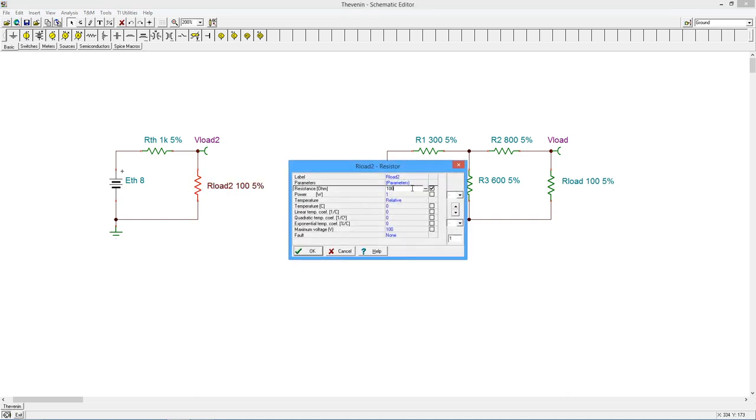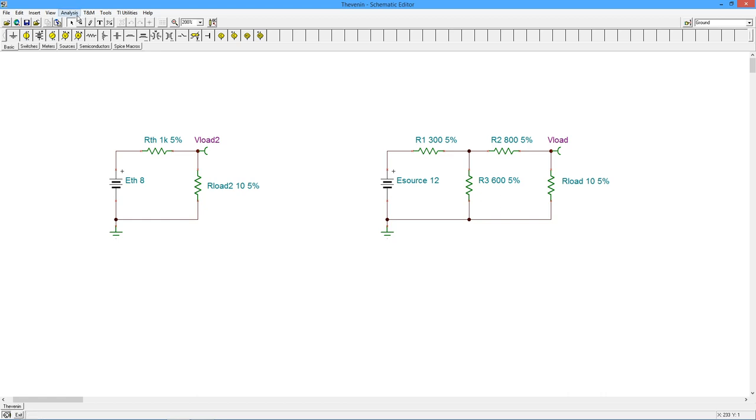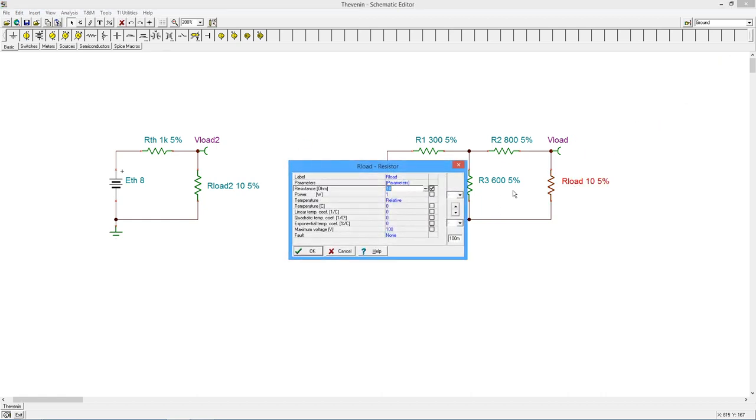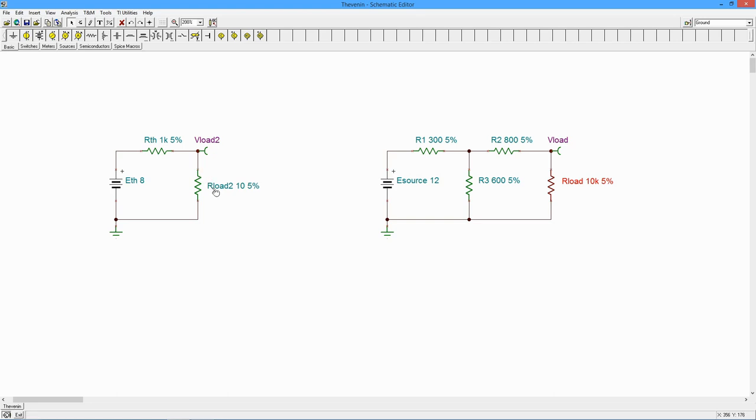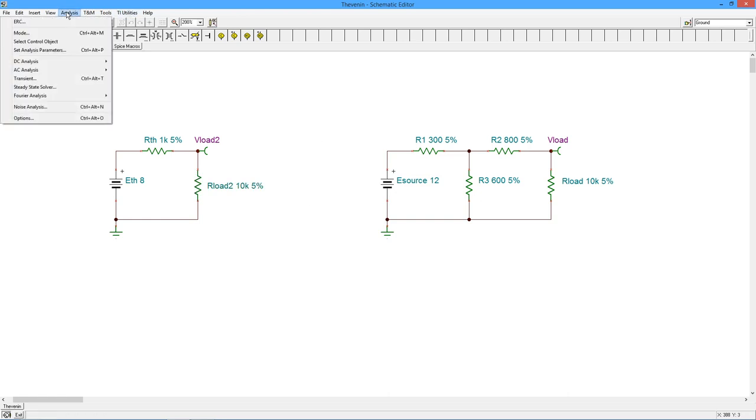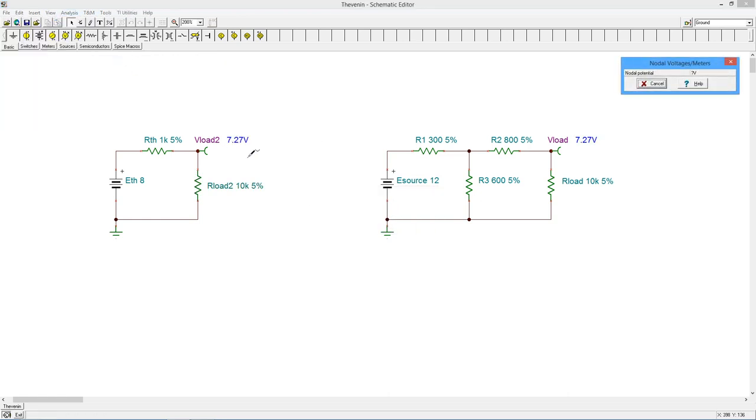Does it just work out for 100? Let's put in something else. Put in 10 ohms. It's going to be pretty small. So you can build this and try it. 79.21 millivolts. Put in something bigger. All right, let's put in 10K ohms. Get our analysis. 7.27 volts. Whatever you want to put in there, you're going to get the same result.